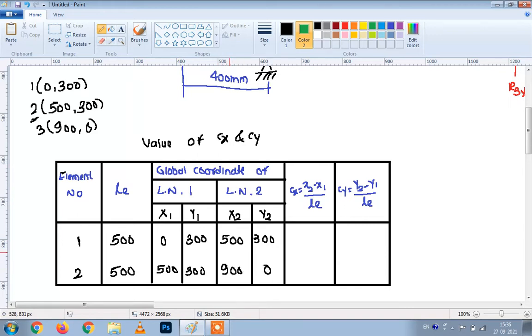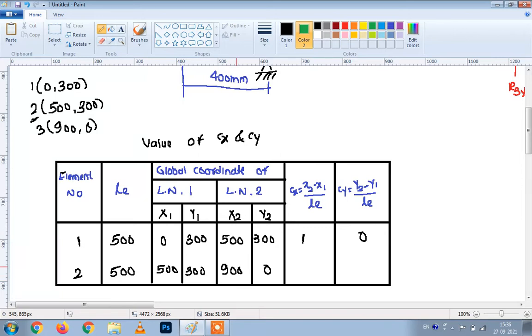Now we have to calculate the values of Cx and Cy. How to calculate the value of Cx? X2 minus x1 upon LE. The value of x2 here is 500, the value of x1 is 0, and the length of the element is 500. So we get 500 minus 0 divided by 500. 500 divided by 500, we get 1. Now y2 minus y1 upon L. So 300 minus 300 becomes 0.